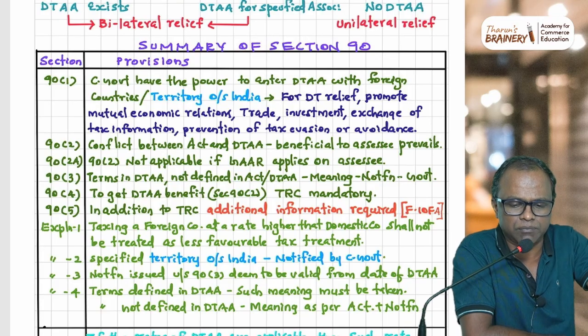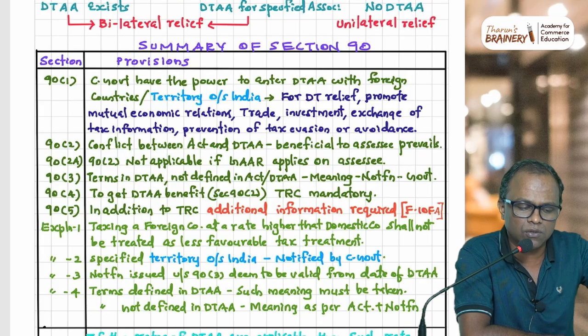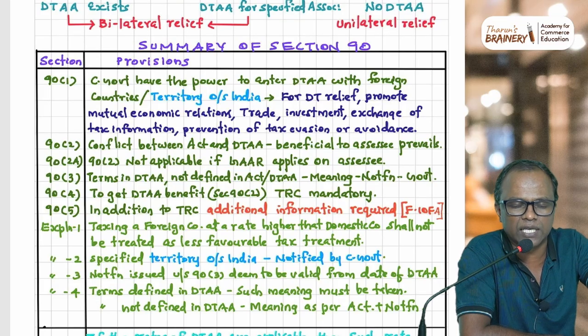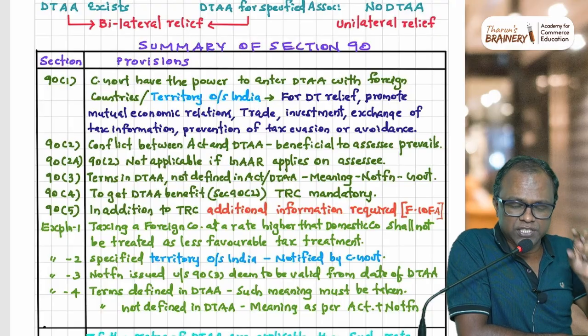So this is the only provision based on which all the Big Four are giving tax consultancy to MNCs. Majority of the MNCs who are making large investments in India will put their entity in a country where a favorable DTA exists. So that is not treaty shopping like that. So this provision is very important.